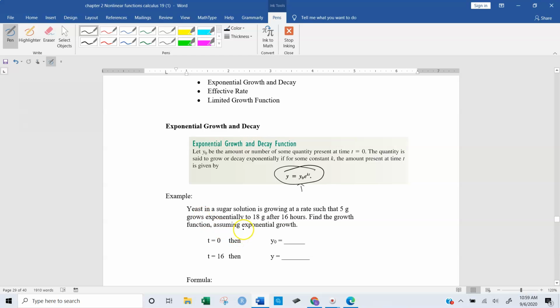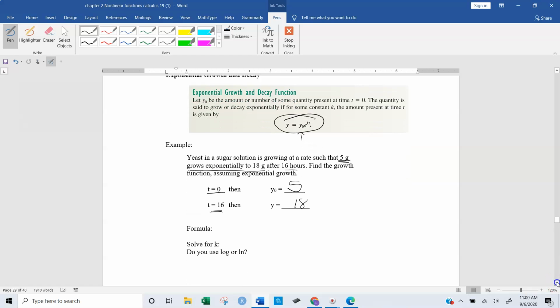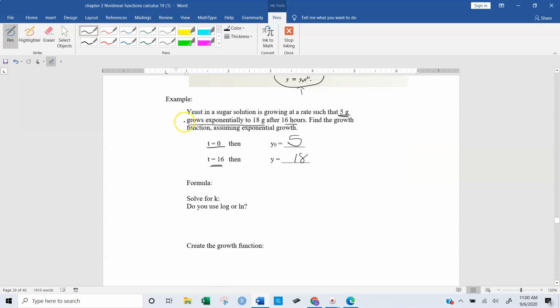So let's look here. We have a sugar solution growing at a rate such that 5 grams grows exponentially to 18 grams after 16 hours. So 5 is where we're starting. We have done nothing. There's 0 time, and we're starting with 5 grams of sugar. After 16 hours, this is my second point, I have 18 grams. I need to figure out what that exponential growth is, so we're solving for k.